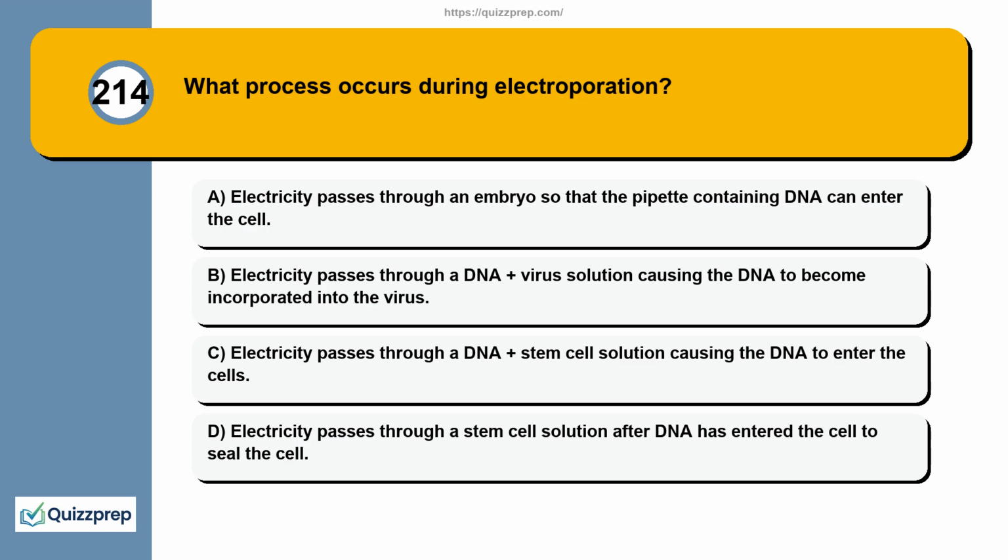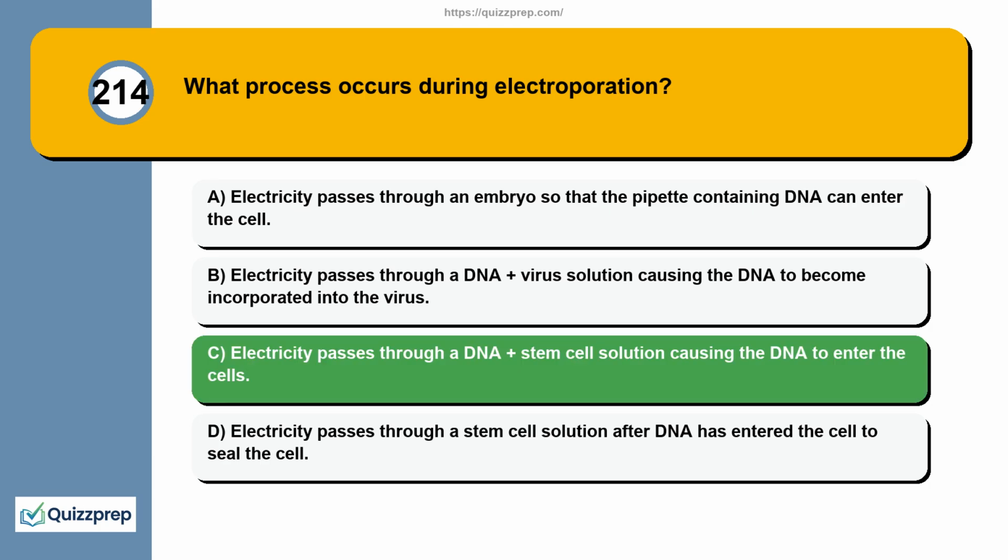Option B. Electricity passes through a DNA plus virus solution causing the DNA to become incorporated into the virus. Option C. Electricity passes through a DNA plus stem cell solution causing the DNA to enter the cells. Option D. Electricity passes through a stem cell solution after DNA has entered the cell to seal the cell. The correct answer is option C. Electricity passes through a DNA plus stem cell solution causing the DNA to enter the cells.